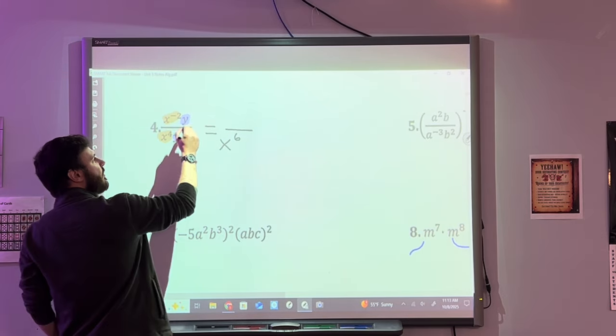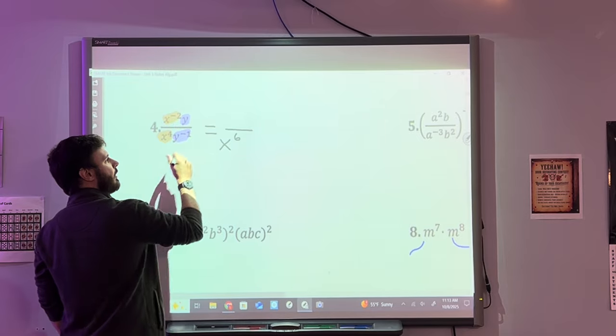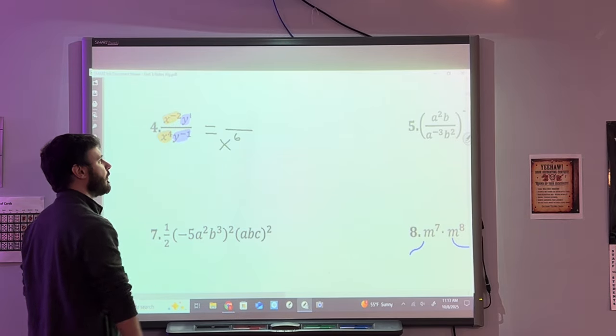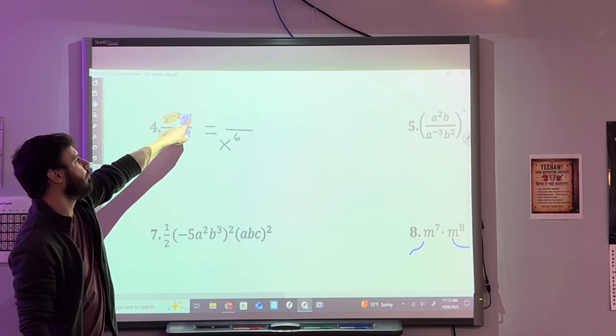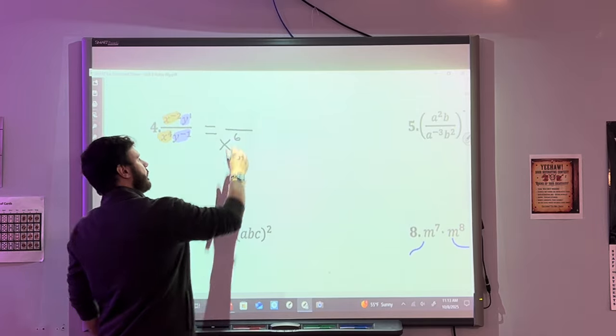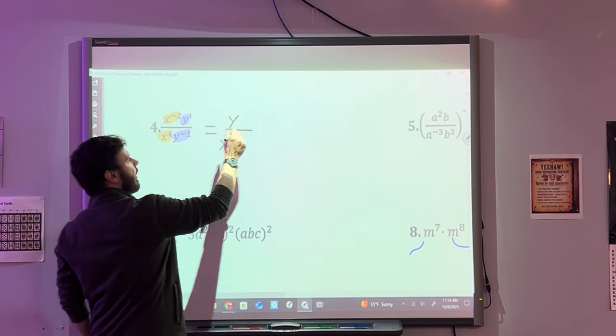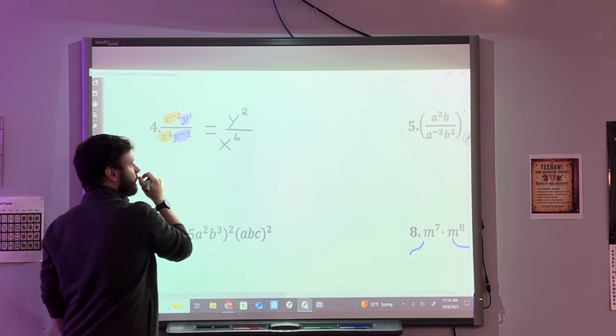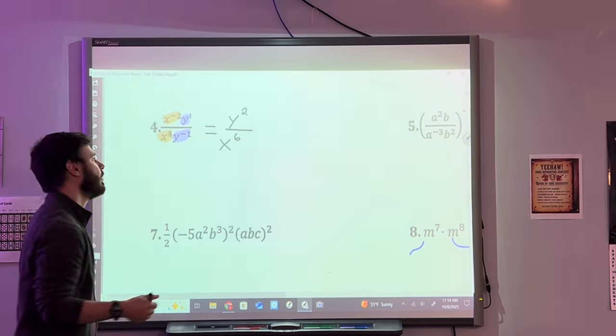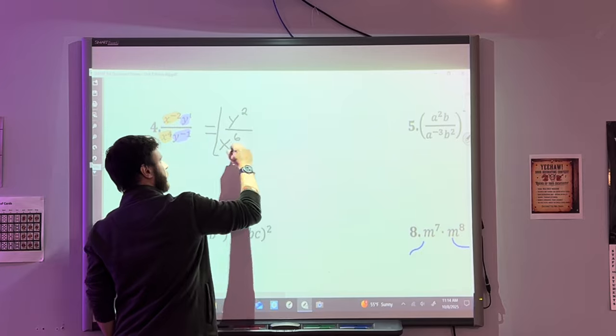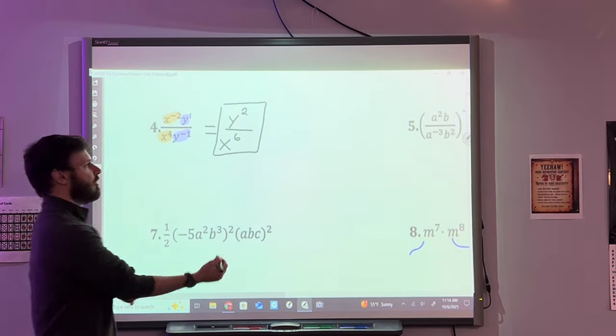Okay. There's an invisible exponent in this top y, an invisible 1. So which y has more y? +1 or -1? Well, +1 is bigger. And what is the difference? It's bigger by 2. So that's the answer. Y to the 2, x to the 6. But why?